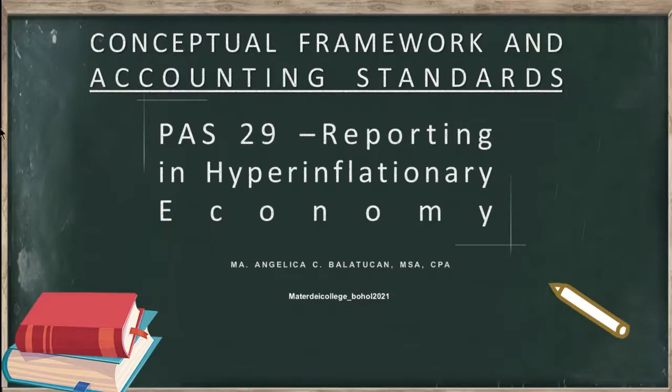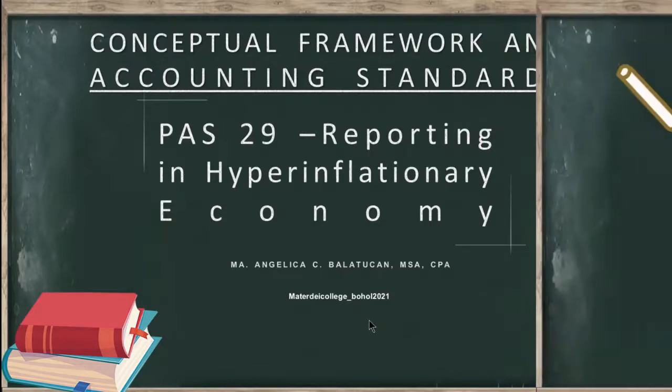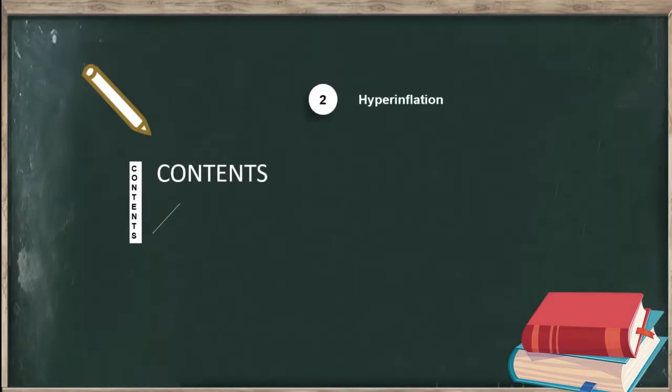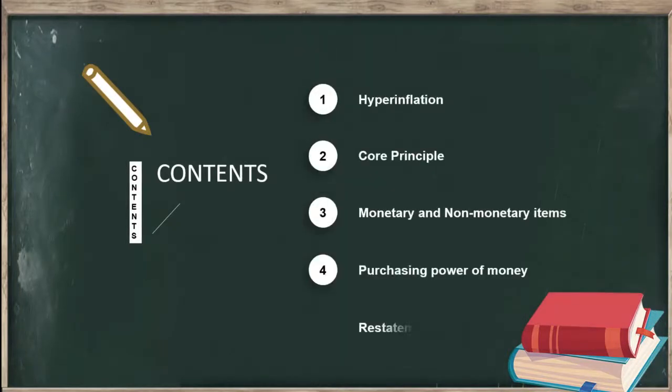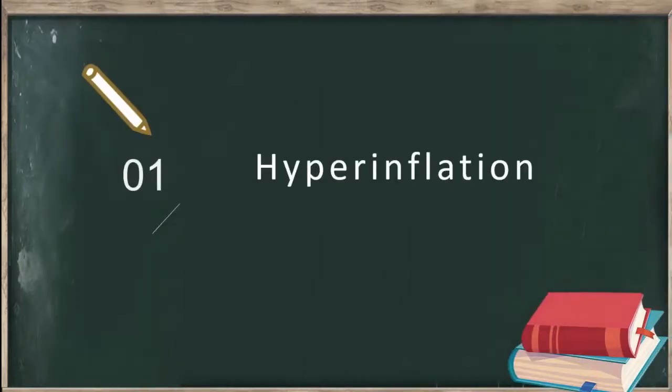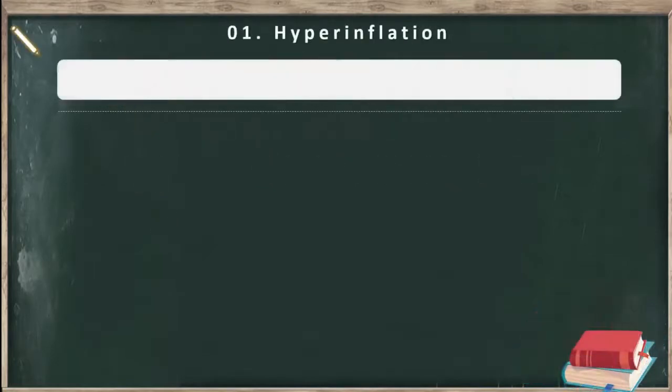Our lesson for today is on PAS 29, reporting in hyperinflationary economy. The flow of the topics for this lesson will talk about hyperinflation and then the core principle of PAS 29, distinction between monetary and non-monetary items. Then we have the purchasing power of money and the restatement of financial statements due to the hyperinflationary economy. So first, we have hyperinflation.